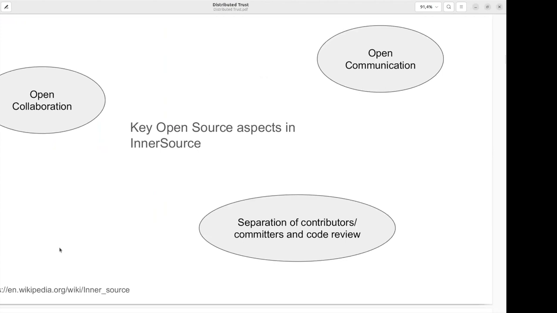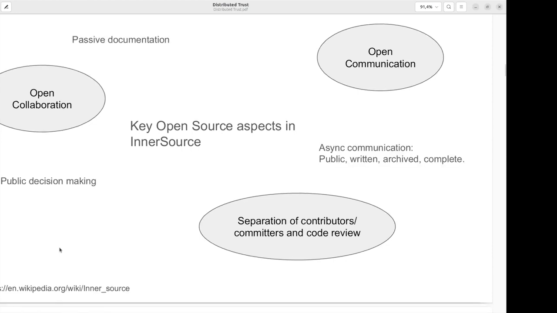But looking at the open source way of working, there are a few key aspects. There's open collaboration, there's open communication, and there's a separation between contributors and committers and open code review. So in order to benefit from using open source best practices internally, in order to achieve all those goals that we want to achieve, we need to open up how we work. Essentially, what that means is that we generate passive documentation of how we made decisions. We have to make decisions in public, or at least company public.